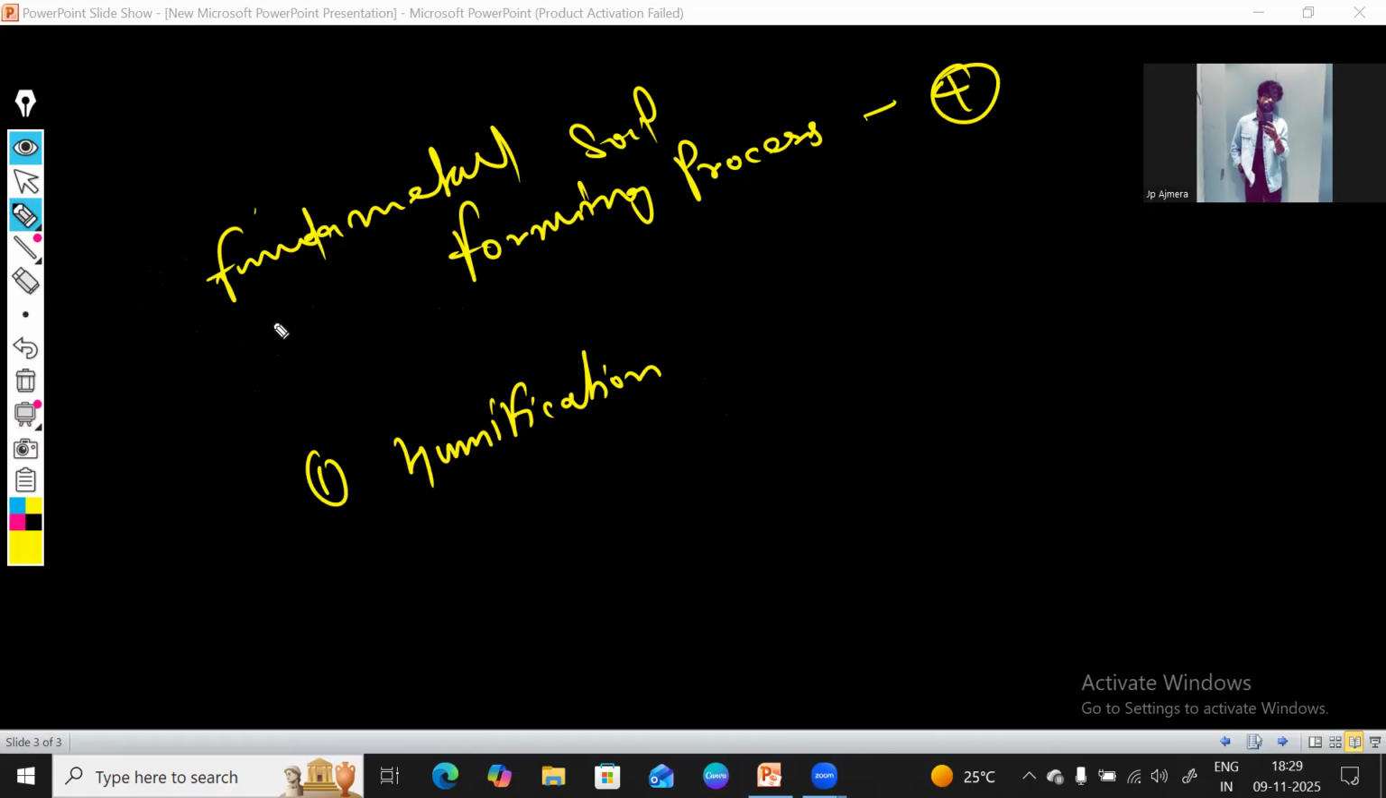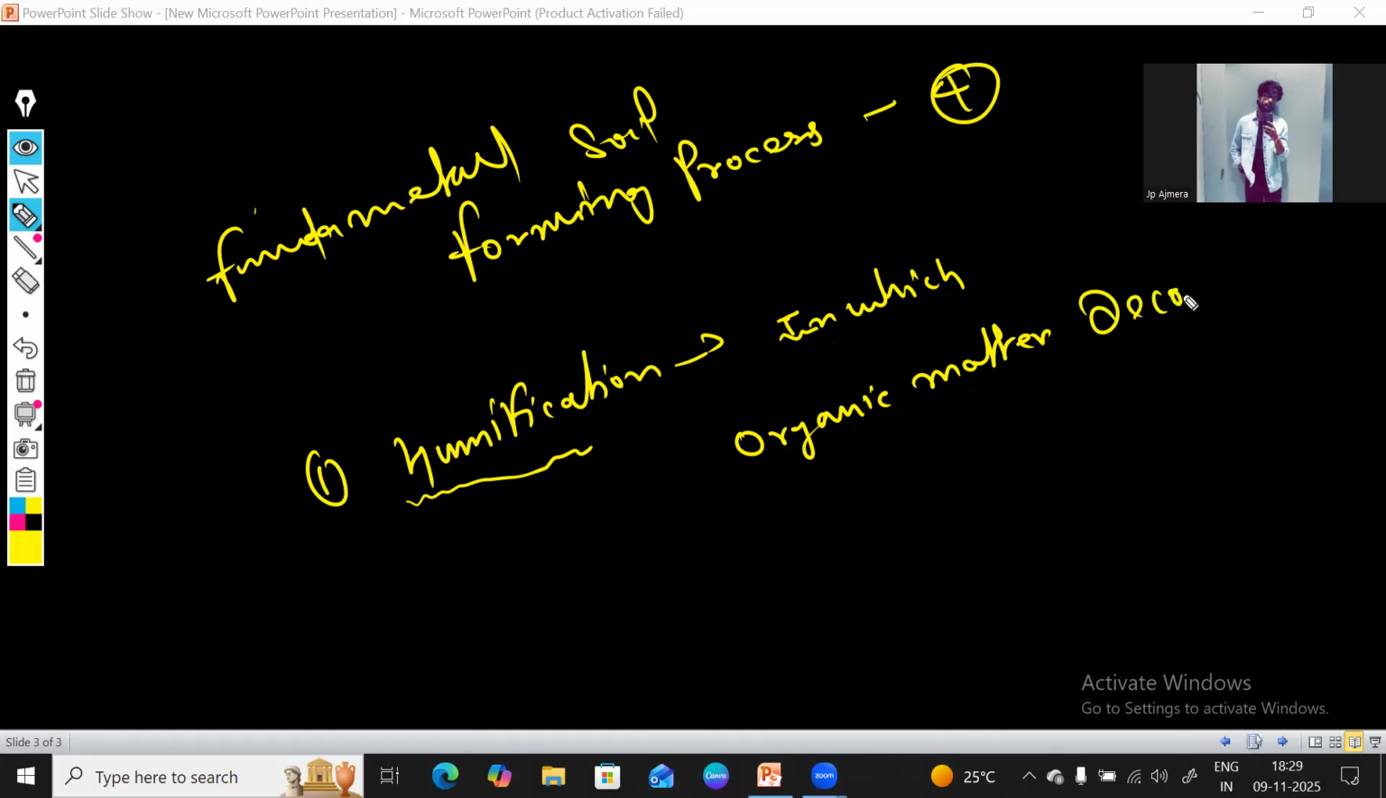So in fundamental, there are four types. The first one is humification. What is humification? Humification is a process in which organic matter is decomposed and humus is formed.